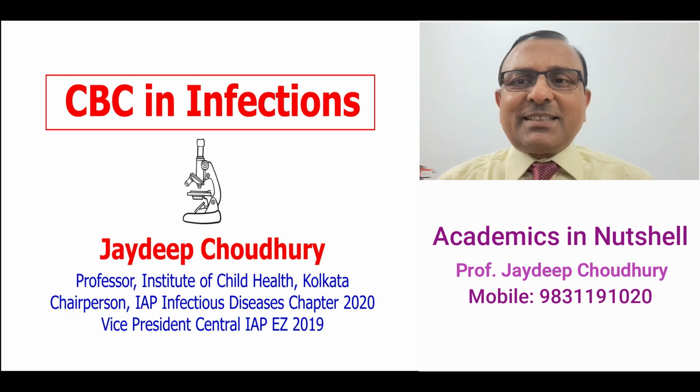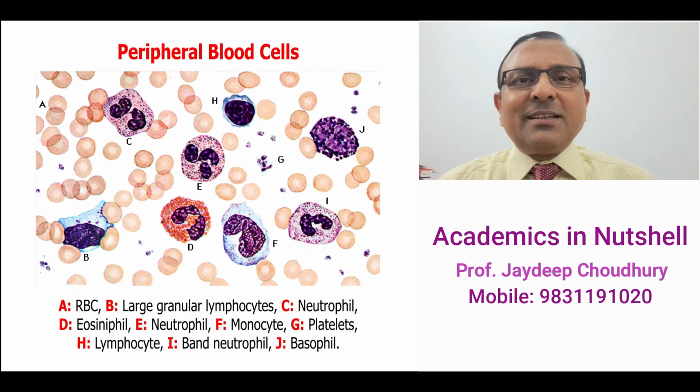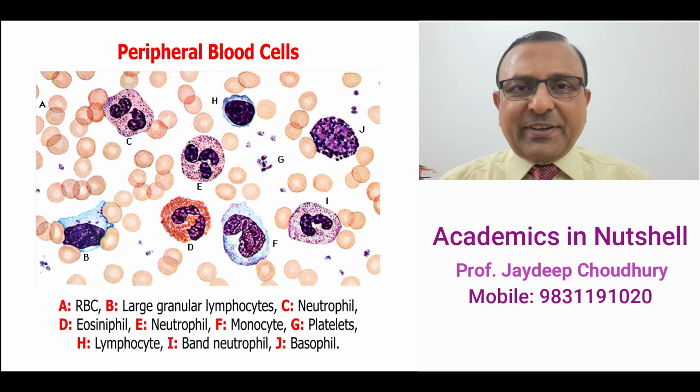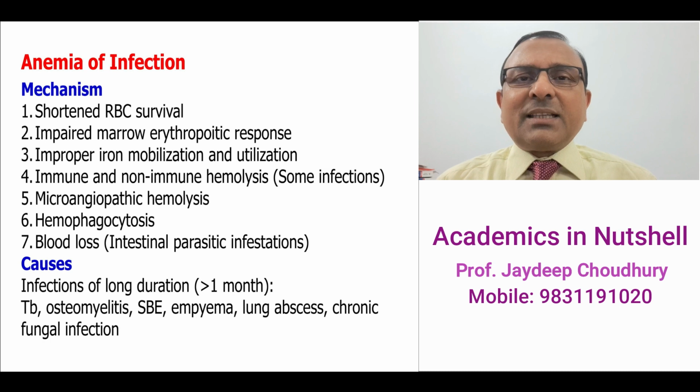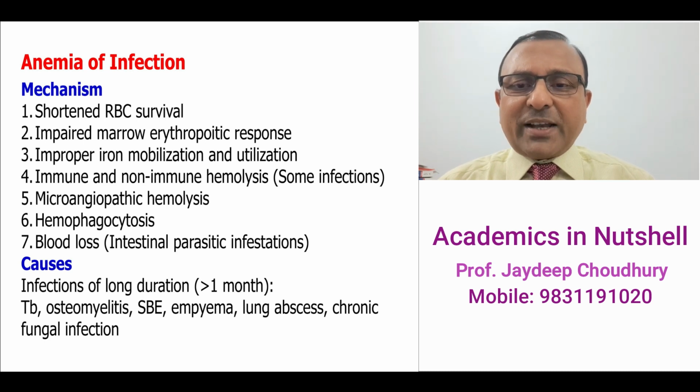The topic of discussion is CBC in infections. The various cells in the peripheral blood may change in various infections, and that may be an indicator of certain infections. To start with RBC, the mechanisms of anemia of infections are shortened RBC survival, impaired marrow erythropoietic response, improper iron mobilization, immune and non-immune hemolysis, microangiopathic hemolysis, also hemophagocytosis, and blood loss due to intestinal parasitic infestations.